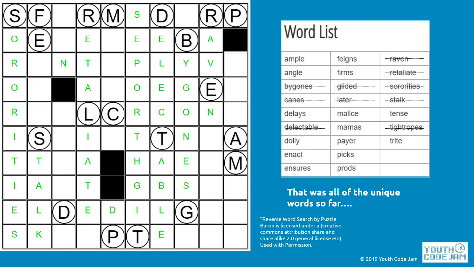Next up is firms. We're still working with the only F we have to start off words. And it looks like it fits really nicely right here and doesn't fit anywhere else. So let's add in our I to spell firms going straight across.